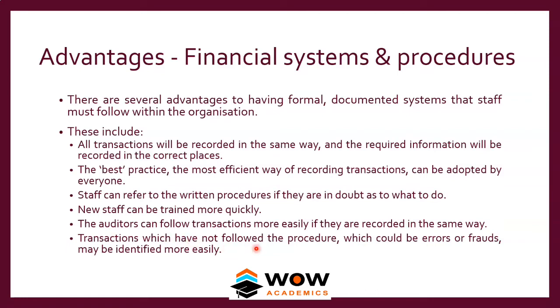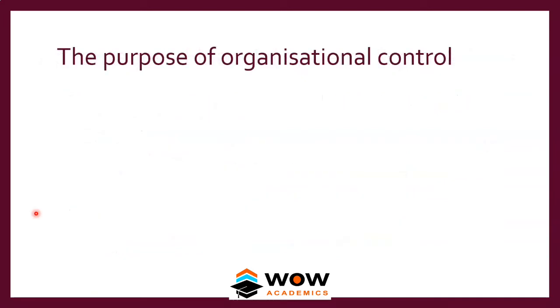Transactions which have not followed the procedure could be error or fraud and may be identified more easily. So anything which is deviating from the procedure is usually an error or a fraud. So this is the advantage of financial systems and procedures. Next we'll see what the purpose of organizational control is.